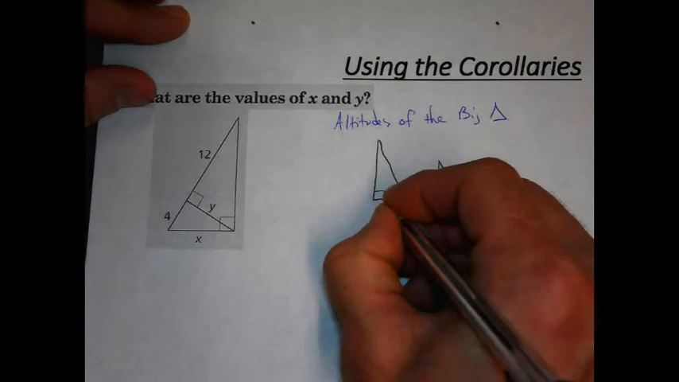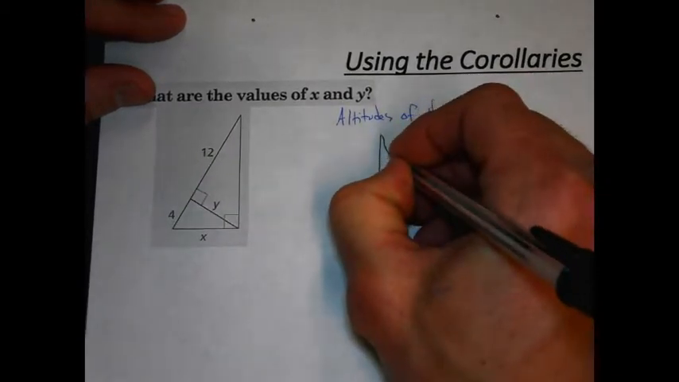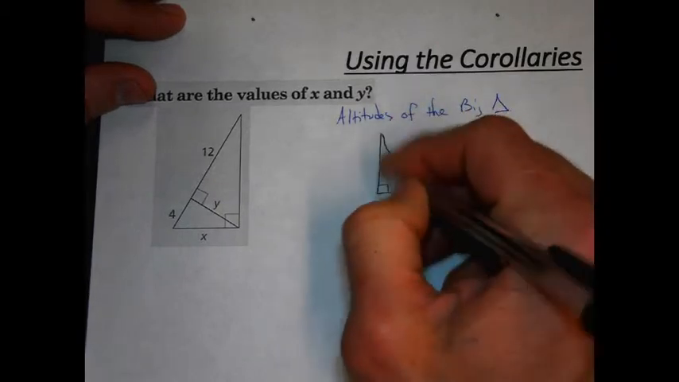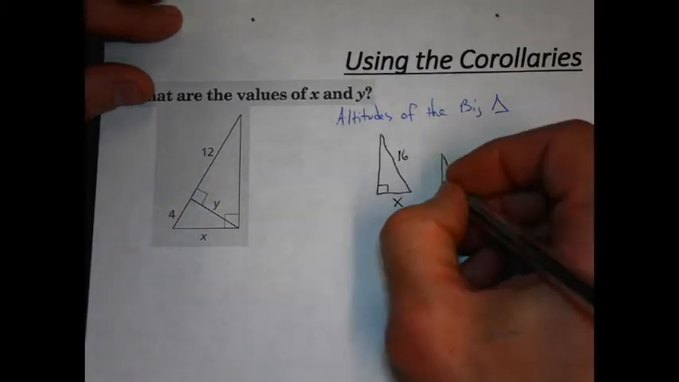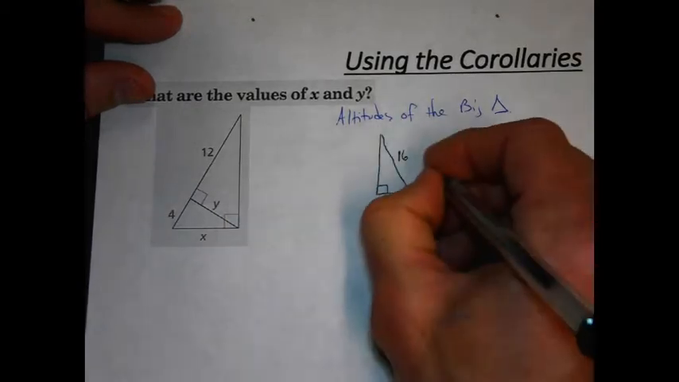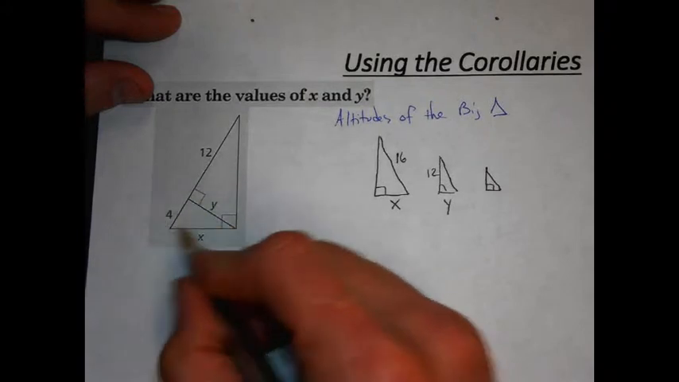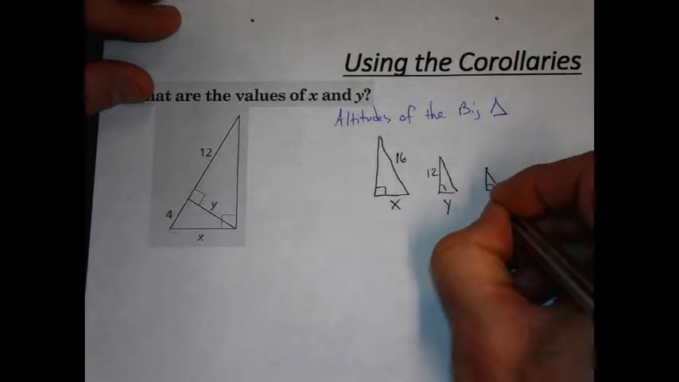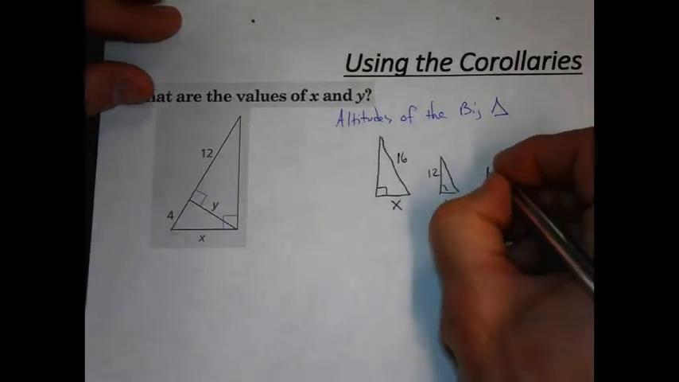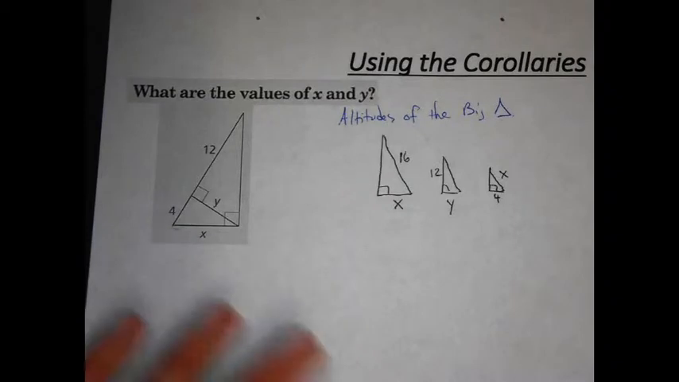So in the big triangle, x is our small leg. The hypotenuse would be 16. We don't know the long leg, and that's okay. In the medium triangle, y is our small leg, 12 is the big leg. And in our small triangle, hopefully you can see this, 4 is the small leg, and x is the hypotenuse. So we can do a few things with this relationship. Okay? We can set up some equations.